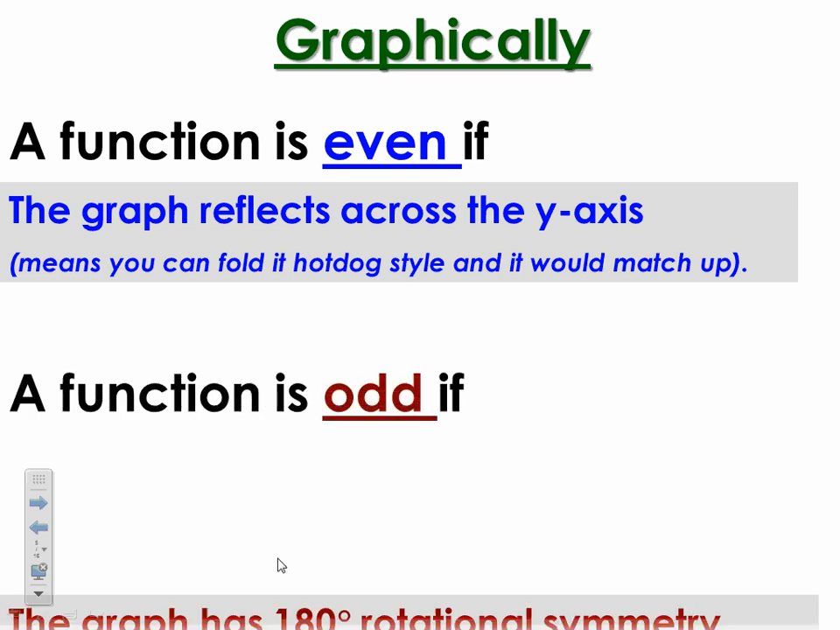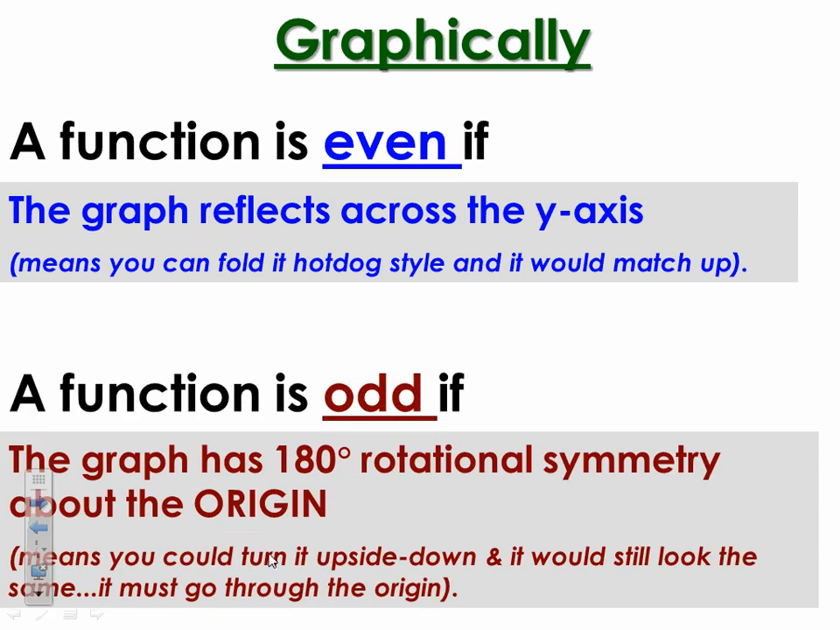A function is odd if the graph has 180-degree rotational symmetry about the origin. That doesn't make a whole lot of sense, but what it means is you could turn that whole graph upside down and it would look the same. You could just flip it upside down, and if you still see the same graph, then you've got it. But the only thing you have to remember is it has to go through the origin.